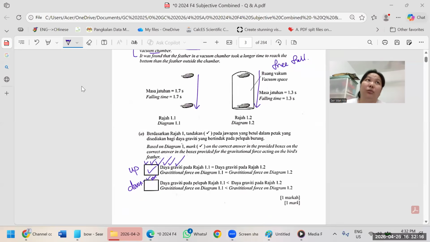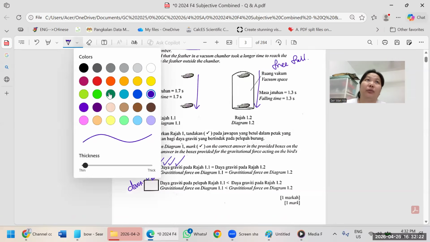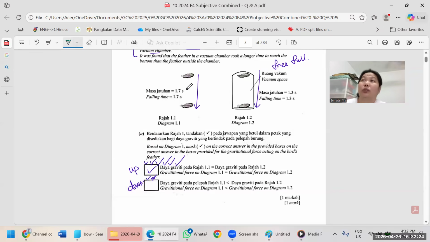Actually here there are two forces. Okay, stop attacking people. Right, here there are two forces. One is called weight. Both also have the same weight. Because what is weight? Weight is mg. What is mg? mg is mass times gravitational force.